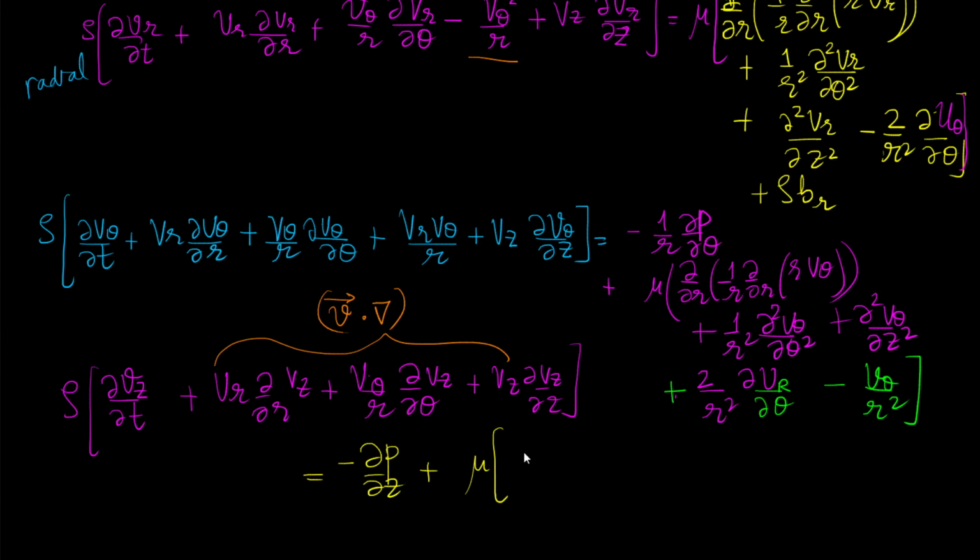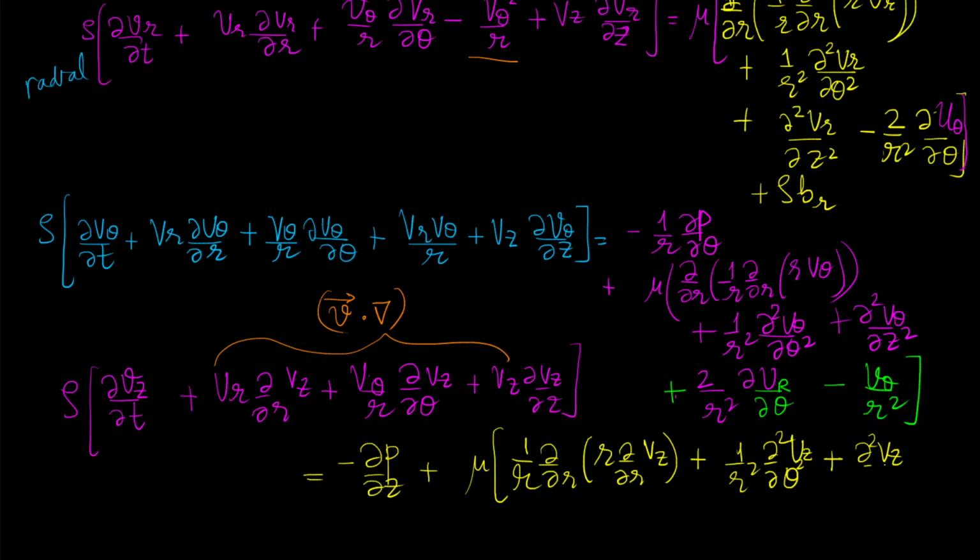So the Laplacian in this case will be simple: 1 upon r del r of r del r of vz, plus 1 upon r square del theta 2 of vz, plus del 2 vz upon del z2. So the z momentum equation is the simplest because it does not have these kind of additional terms.